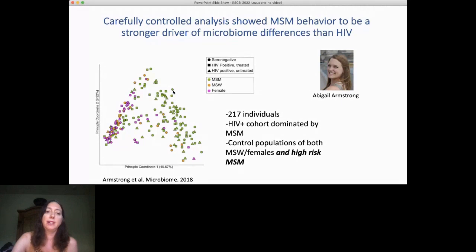In this plot, the points are colored by green for men who have sex with men, orange for men who have sex with women, and pink for females. And the shape of the symbols represents whether they have HIV or not and whether they're treated or untreated. And as you can see, there's better clustering here by color than by shape, indicating a large effect of sexual behaviors. In this paper we published in 2018, we then did a better controlled analysis and established the differences in the microbiome that actually could be attributed to HIV infection, which were there, but more subtle.